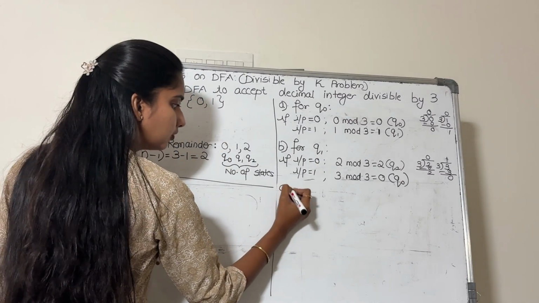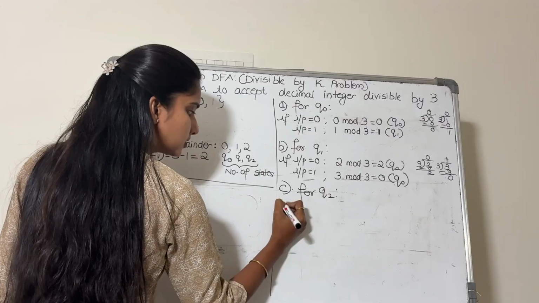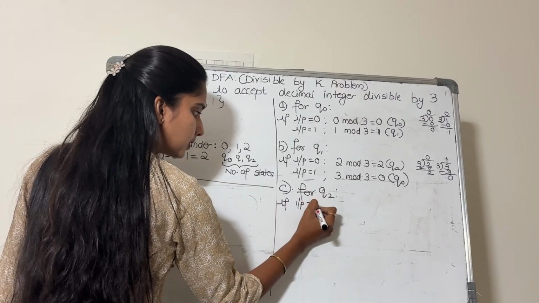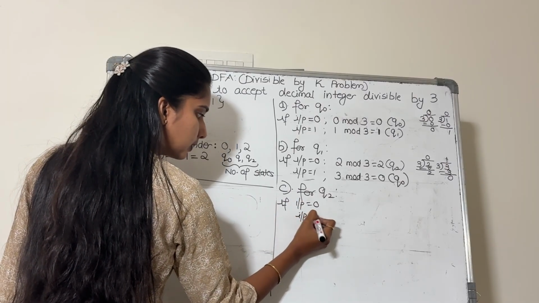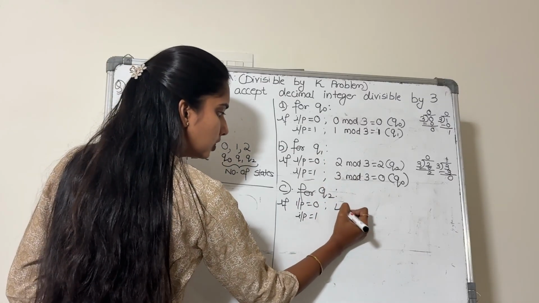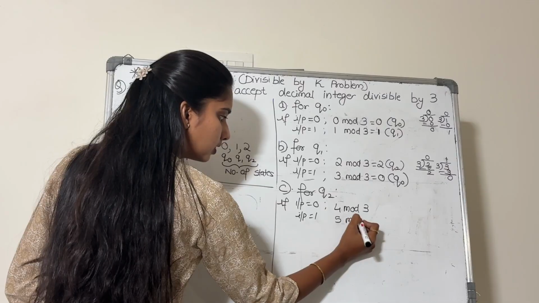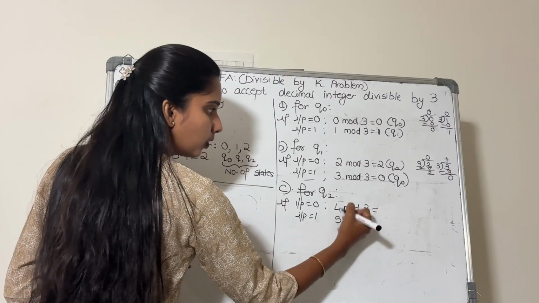Now similarly, for the third state, Q2, again if input is equal to 0 and if input is equal to 1, you have to take the next numbers. After 3 comes 4, so 4 mod 3. Similarly, after 4 is 5, so 5 mod 3. So what is 4 mod 3?